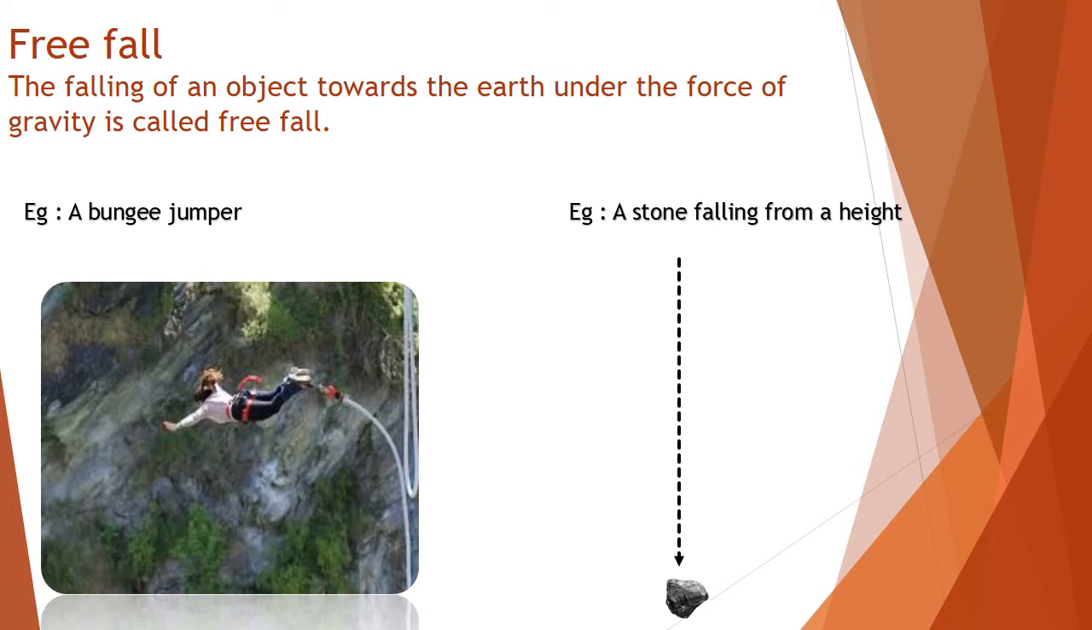So when an object or a body falls from a height towards the earth under the gravitational force of the earth with no other forces acting on it, it is said to be in free fall. Such a body is called a freely falling body. So whenever an object falls towards the earth on its own, we say that it is under free fall, or that it is a freely falling body. So what is free fall? The falling of an object towards the earth under the force of gravity is called free fall. So let us discuss more about it.